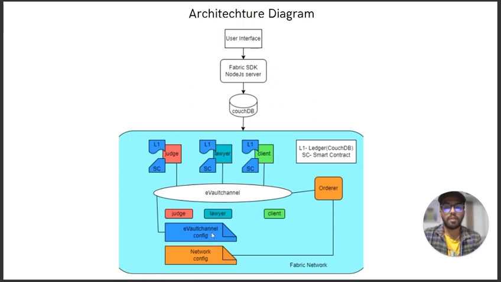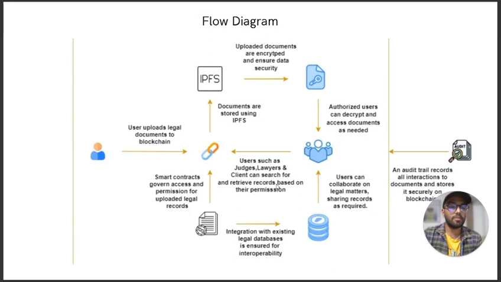There will be an eVault channel config and a network config. Both will hold their own functionalities and will help us in operating our system in a simple manner. Now let's move on to our next diagram, which is the flow diagram, and this is the most important diagram to know our system.